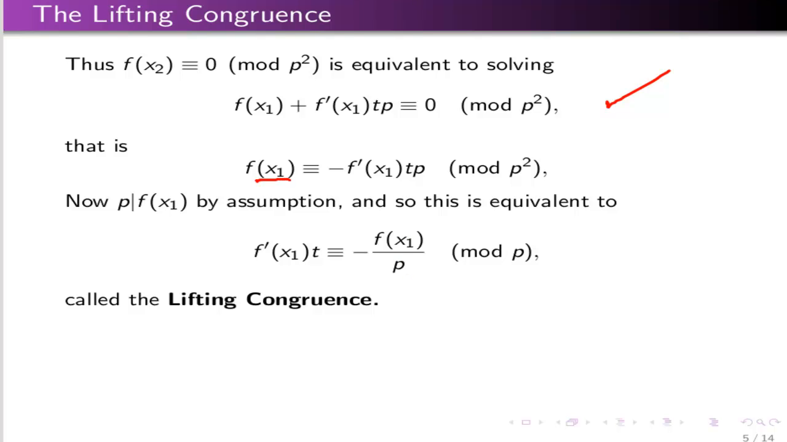So I just divide everything through by p, and I move this term over to the left-hand side. And this is what we call the lifting congruence. And it's just a linear congruence in the variable t. This is just an AT congruent to B mod P.